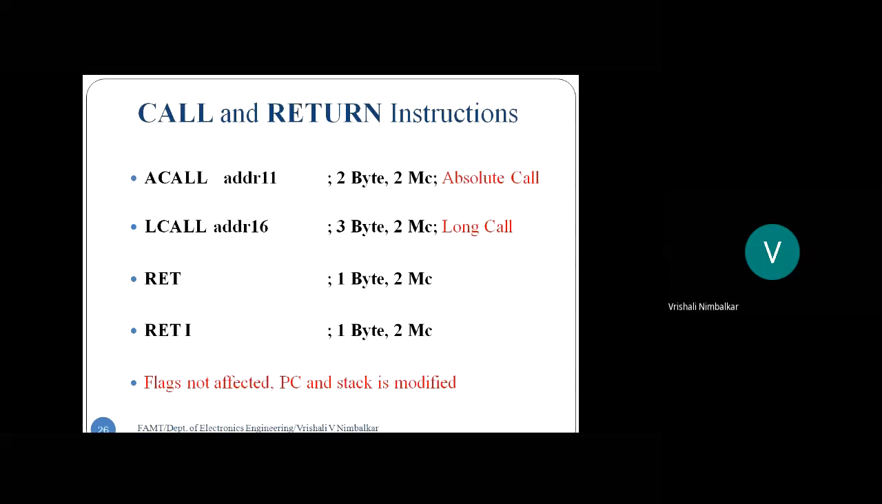Is that okay? Right? So we have two varieties, absolute call and a long call. These are the ones which will call the function. And RET, RETI, these are the two instructions to exit the function. Okay, RET stands for return and RETI stands for return from interrupt. So call is going to execute the subroutine and return is going to exit the subroutine. Okay, students. So these are important instructions. We will see them tomorrow.